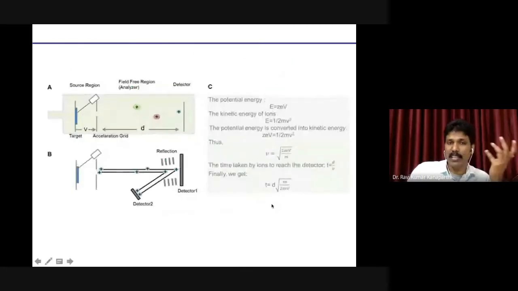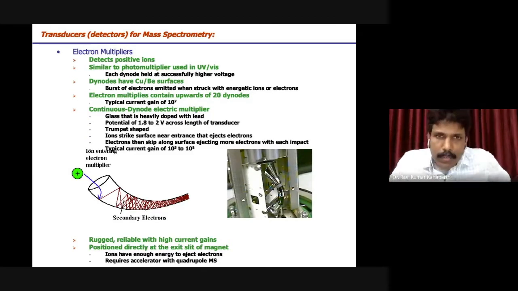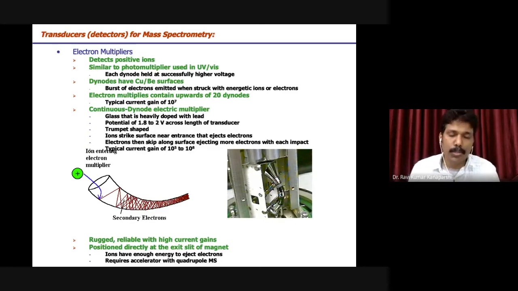That is the principle, and there is a little bit of mathematics about this. Again, I can explain more details as a part of the instrumentation methods of analysis elective. And that's all about the general overview of the mass analyzers. Just after the mass analyzer, we will have a detector, and the detectors are usually the electron multipliers.